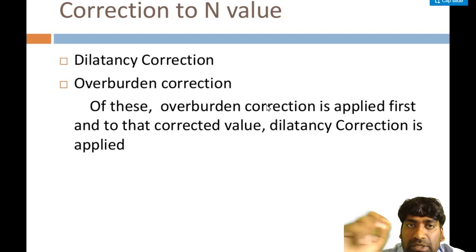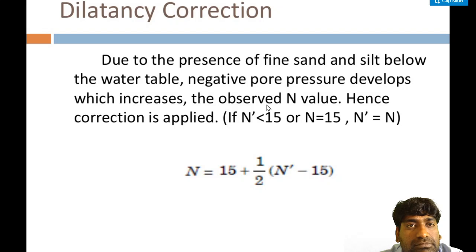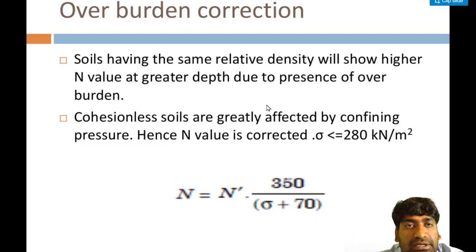What is the correction to the N value? Two types of correction we have in our course, that is dilatancy correction and overburden correction. Of these, overburden correction is applied first, and to that corrected value dilatancy correction is applied. Dilatancy correction: due to the presence of fine sand and silt below the water table, negative pore water pressure develops with increase in the observed N value, hence correction is applied. If N' is greater than 15, N = 15 + half (N' - 15).